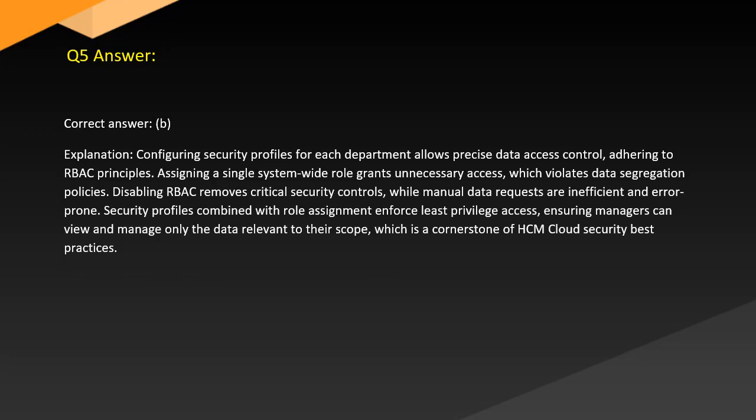Answer. Correct answer. B. Explanation. Configuring security profiles for each department allows precise data access control, adhering to RBAC principles. Assigning a single system-wide role grants unnecessary access, which violates data segregation policies. Disabling RBAC removes critical security controls, while manual data requests are inefficient and error-prone.